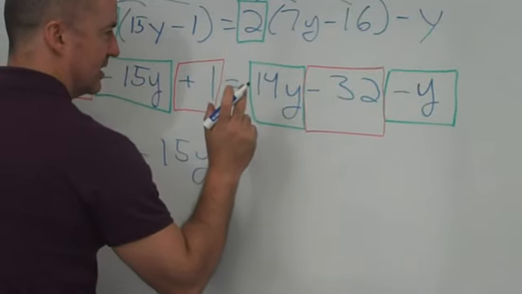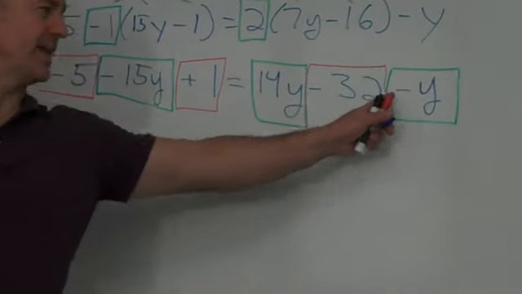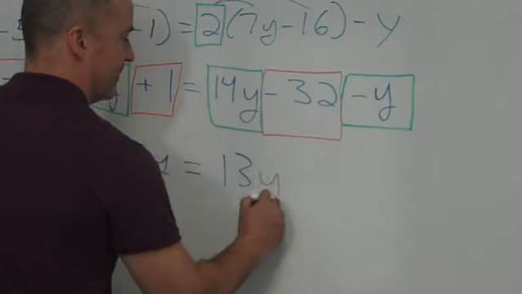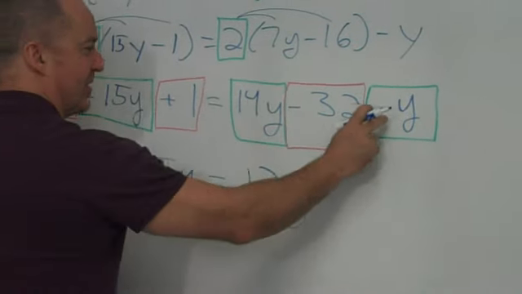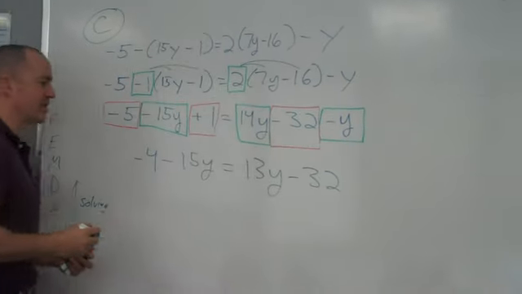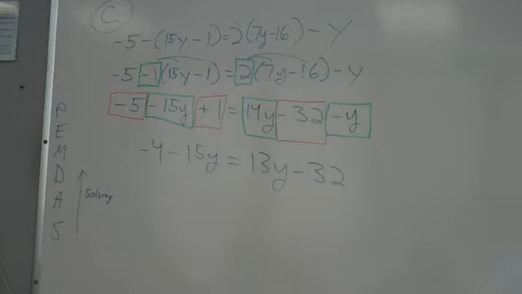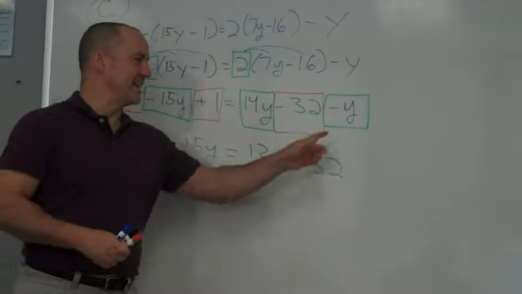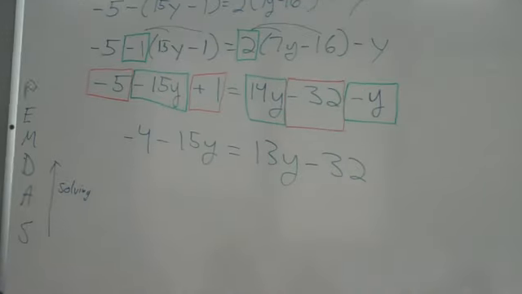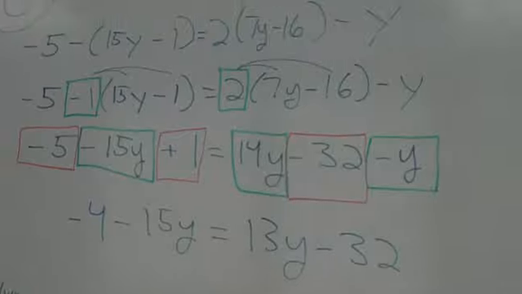14. You got 14 of something, and one of them is taken away. Oh, 13. Positive 13y. I had positive 14 of something, I took one away, I have 13y. Minus 32 just comes along for the ride. I get confused when I see variables. Yeah, you've got to remember there's an assumed one there. You can write it in if you want. You've got to remember that. Okay.